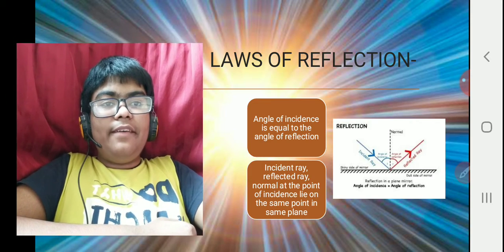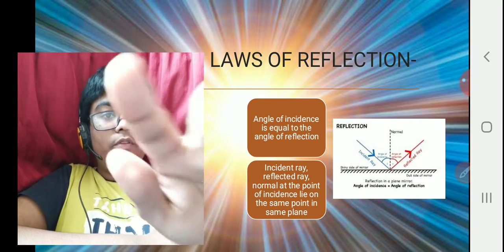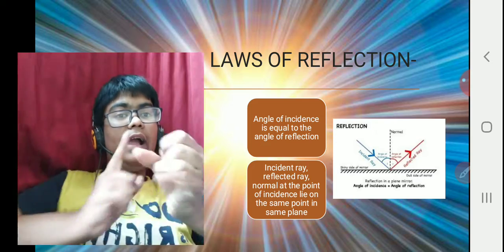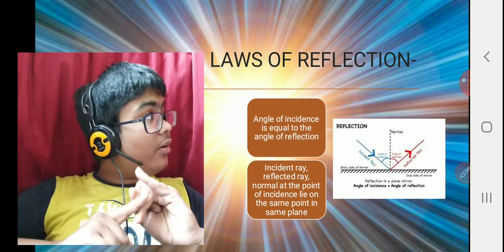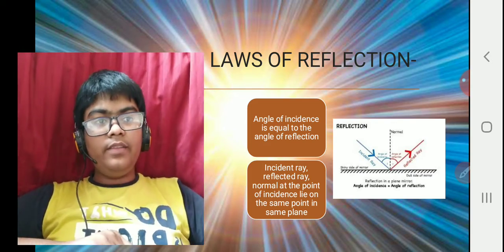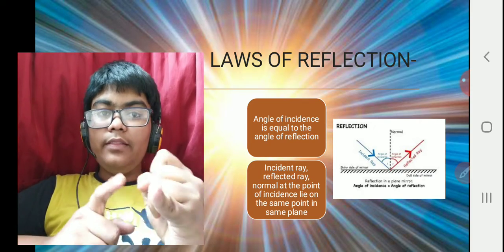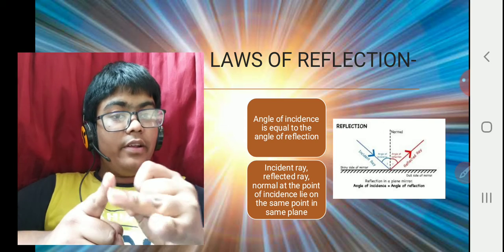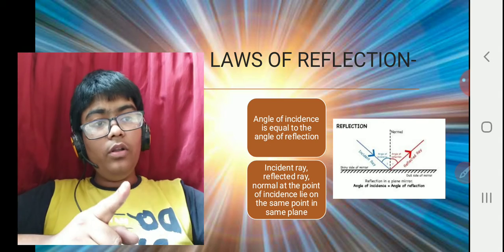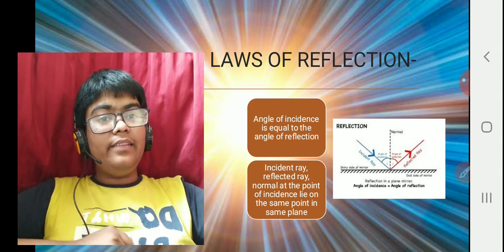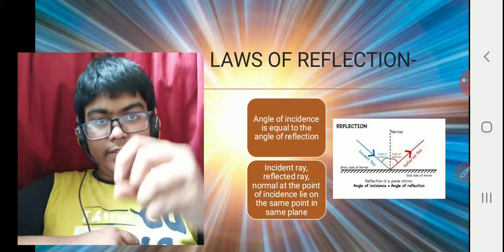Here we have some laws of reflection. So what does the first law of reflection say? Angle of incidence is equal to the angle of reflection. That means this blue angle is going to be equal to the red angle. And the second law says that the incident ray, reflected ray and the normal, all these three lie at the same point, that is the point of incidence.